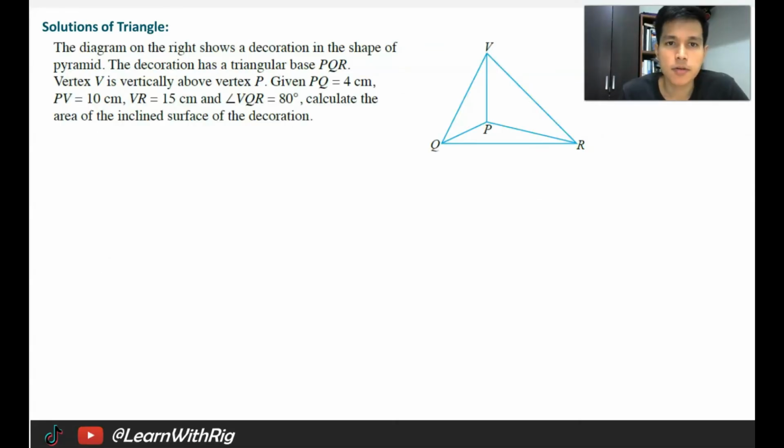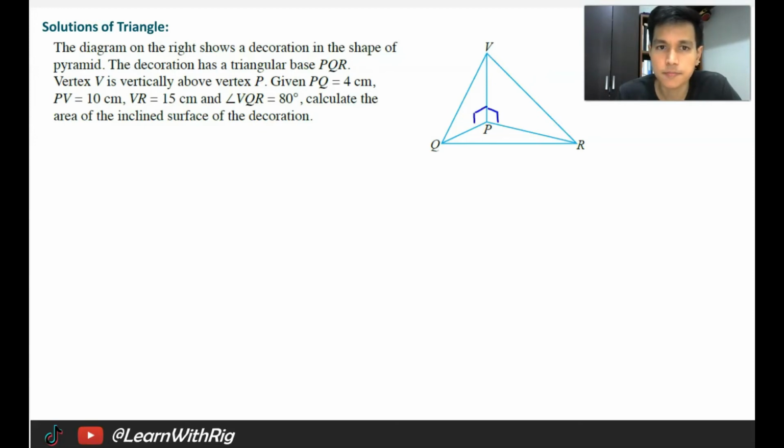The diagram on the right shows a decoration in the shape of a pyramid. The decoration has a triangle base. Okay, vertex V is vertically above vertex P, so that means this is a vertical line. Okay, this is a vertical line. So if it's a vertical line, then here should be 90 degrees, right?